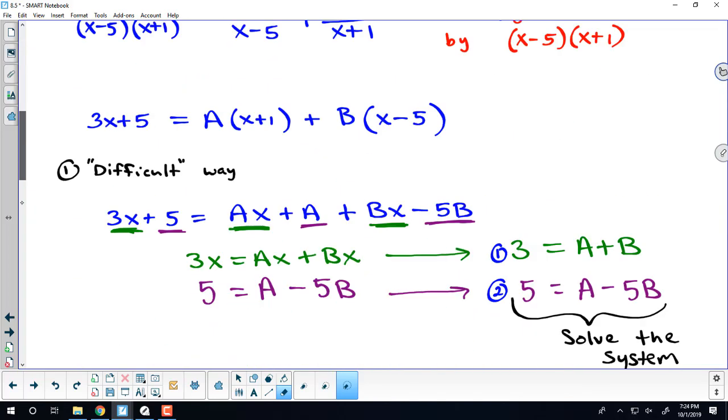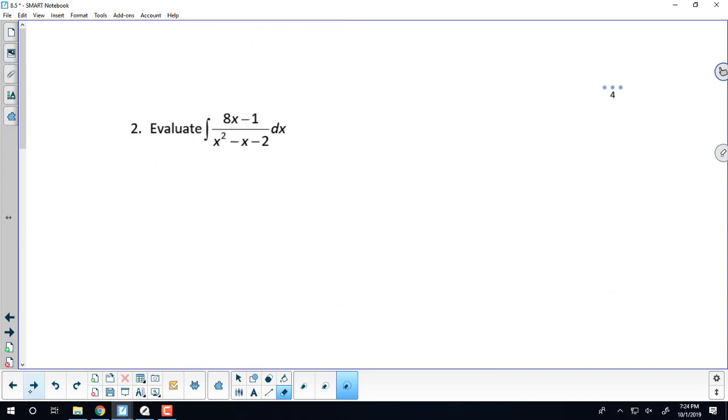I think that's it. So we're pressed for time, so we're going to skip this one. It's similar to the first example. I'll write the answer down.